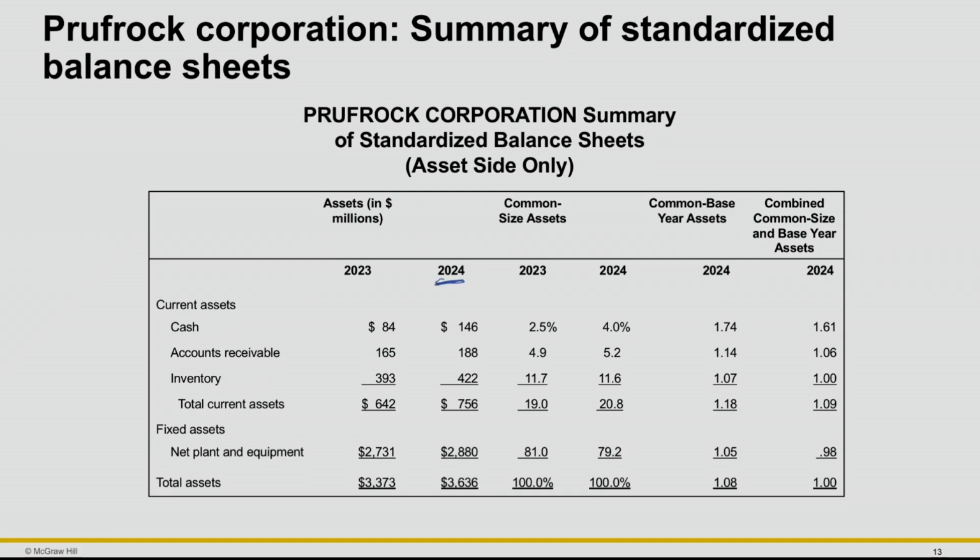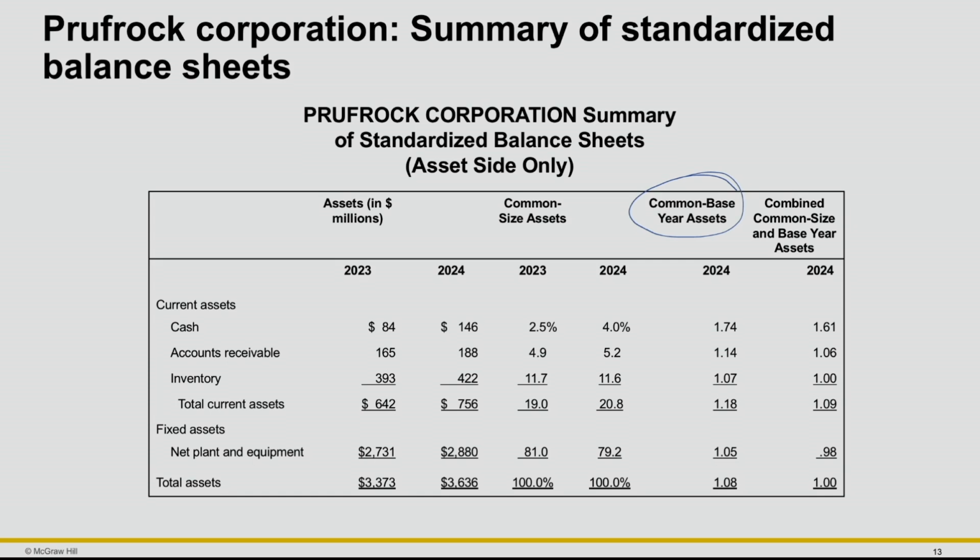We have the same thing here for 2024. Notice that cash, actually in this case, went up by quite a bit, from 2.5% to 4%. Accounts receivable seem to stay about the same. Same thing with inventory. All right, so here when we look at common base year assets, we're taking a particular year and we're saying we're going to compare everything to that year. So in this case, we're just comparing the end of 2023 to the end of 2024.